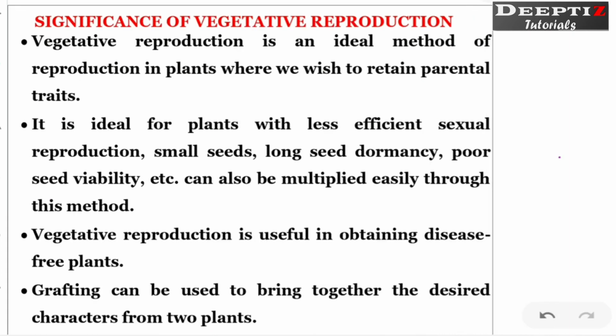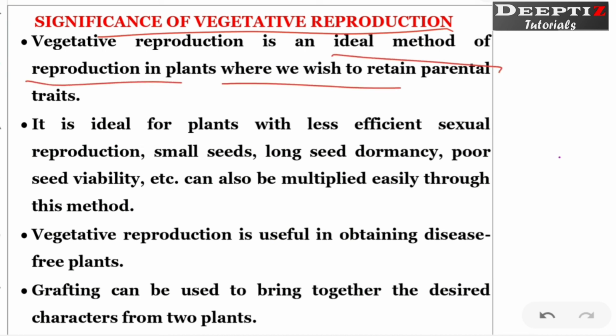So, the significance of vegetative reproduction. It is an ideal method of reproduction in which, whatever we wish to get, any parental trait if we want to recover, we can do that. It is ideal for plants with less efficient sexual reproduction, because then pollination has to take place, a seed has to be planted, and it is a long procedure, right? In such cases we can do this.